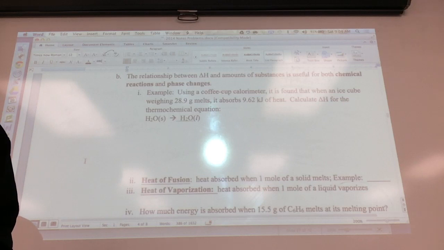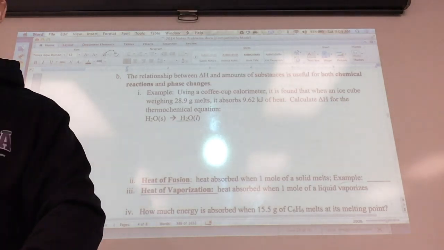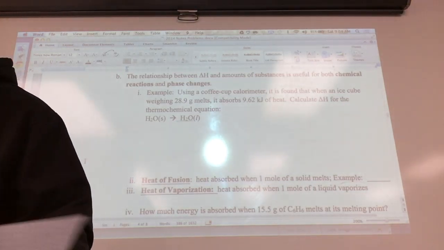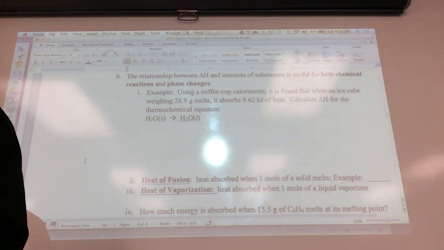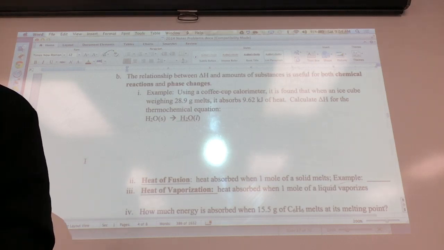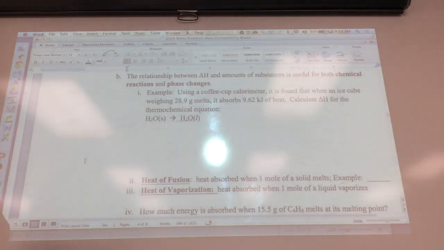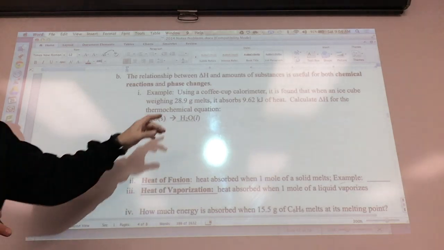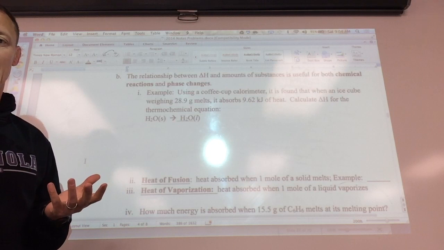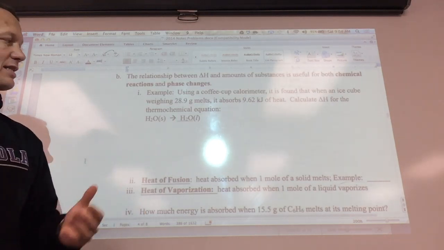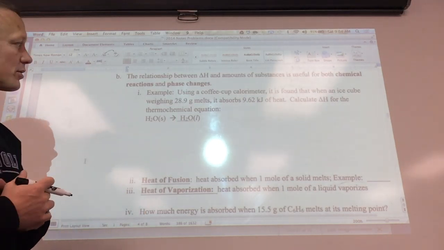Here's kind of a follow-up to it. This would be on page 4 of your notes. I'm saying here that the relationship between delta H, the enthalpy change, and the amount of substance used for both chemical reactions and phase changes, like melting a piece of ice, making water turn into steam. There's a certain amount of energy required for those things to happen.